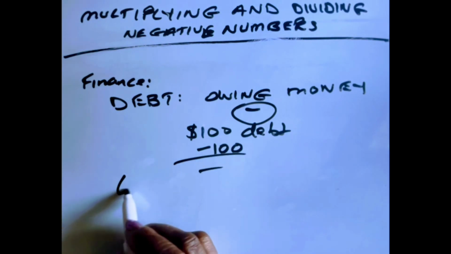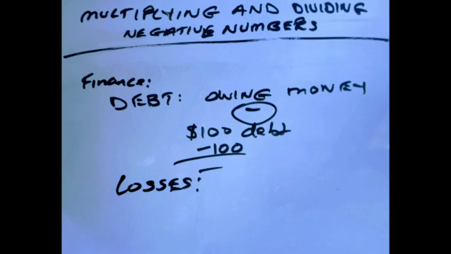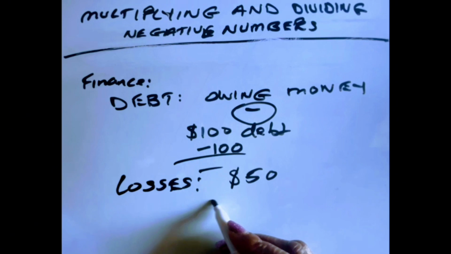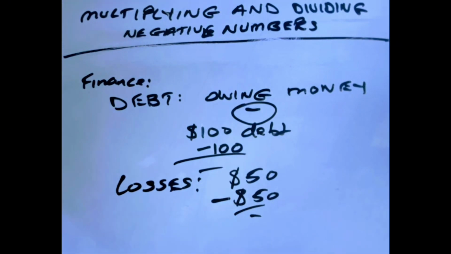If you owe money, you have $100 debt in your bank account, it's going to show up as a negative 100. Okay, we use negative numbers when it comes to losses. Businesses usually use negative numbers to represent losses. If a company has lost $50, it might be recorded as a negative figure in their financial statements. So a business has lost $50. This will be represented as a loss of $50.